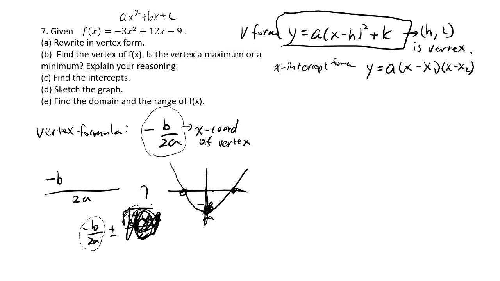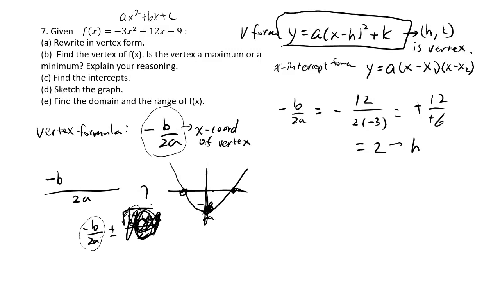a is negative 3, b is 12, so negative b over 2a is negative 12 over 2 times negative 3. And that's negative 12 over negative 6. Negative negative becomes positive. 12 over 6 is 2. And that's your x-coordinate. That's your h. So in (h, k), the h value is 2.